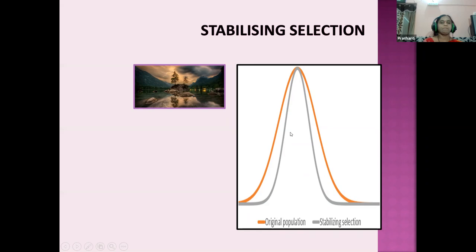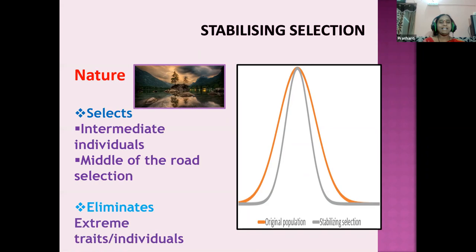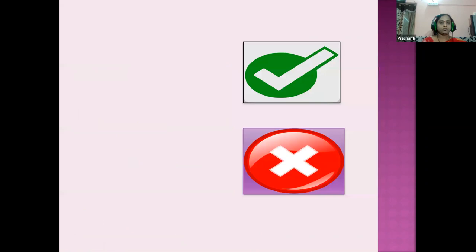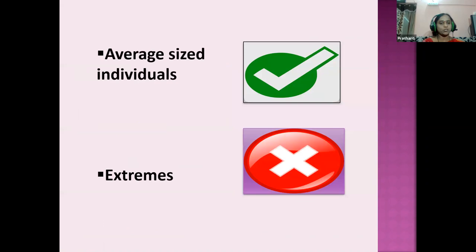So that is called as the middle of the road selection. Just see, children, this is the middle of the road and both the footpaths, that is the extremes, are being eliminated completely. So what are being selected, children? That is, only the average size individuals are selected and both the extremes are being avoided. For example, when we take our height, okay? So the people of less than 4 feet or more than 7 feet, they are very rare. So we can say that they can be eliminated. And when we take majority of the population, it will be between 4 and 5.5 like that. So average sized individuals are being considered under stabilizing selection.